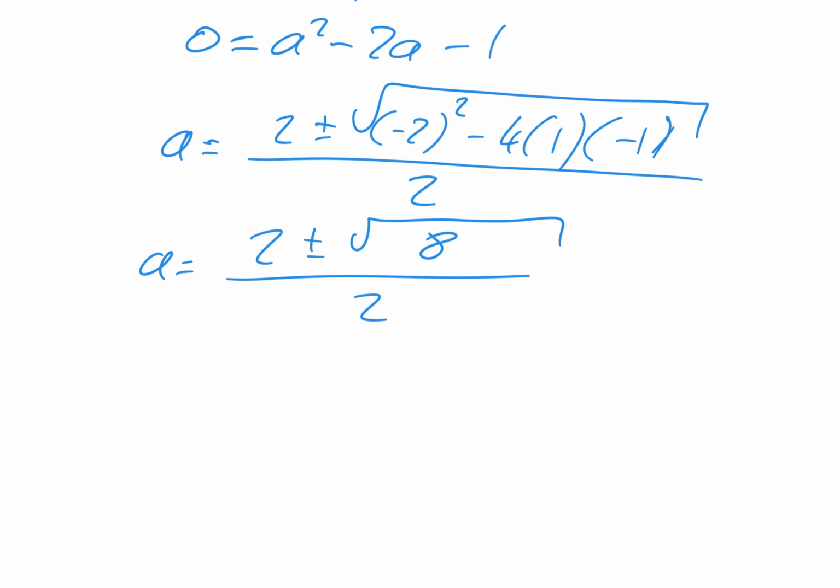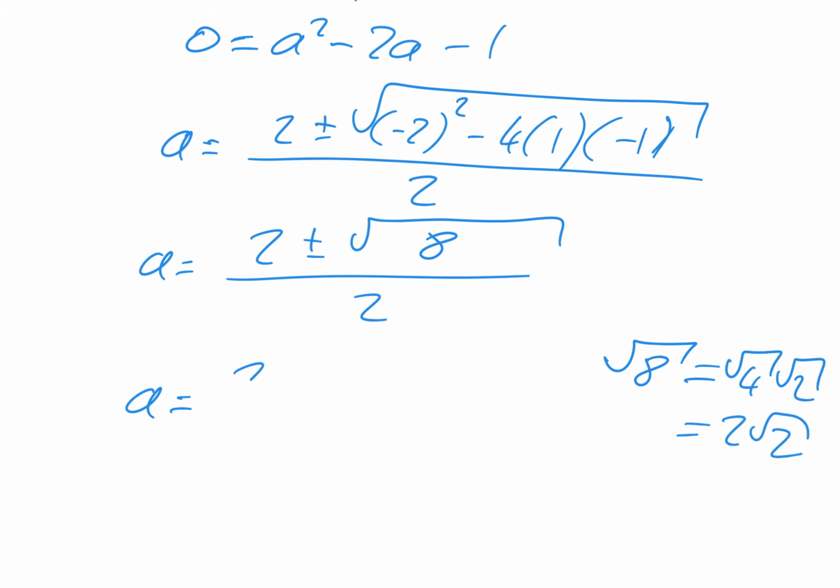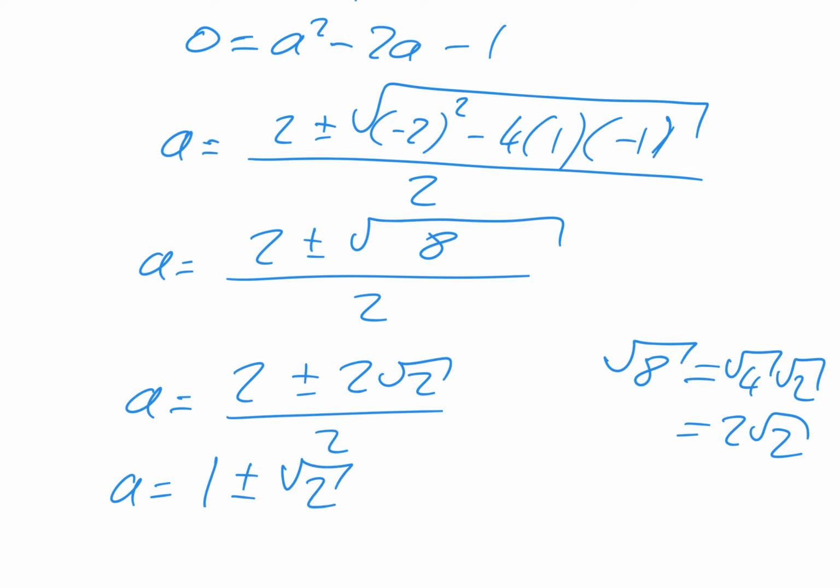I know this came up on a calculator paper, but just in case something like this could come up on a non-calculator paper, root 8 is the same as root 4 times root 2, which is 2 root 2. So that's going to be 2 plus or minus 2 root 2 all over 2, which means your a works out to be 1 plus or minus root 2.